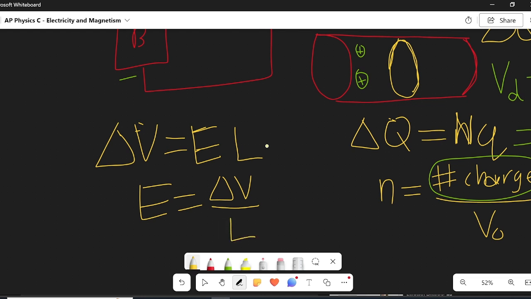And you can see here why the electric field has to be uniform, because the potential difference across the circuit is always uniform. The length of the wire will be uniform. We're not changing either of those.